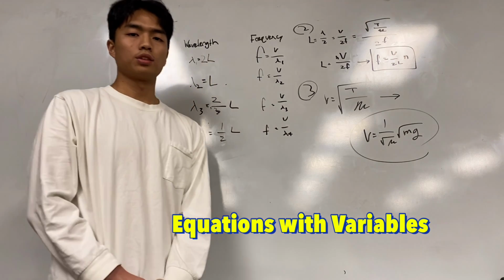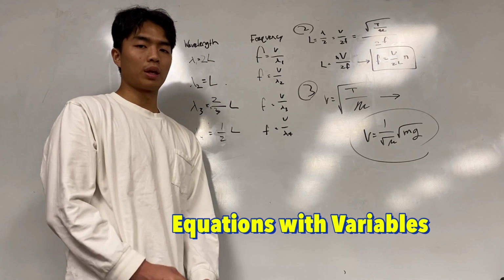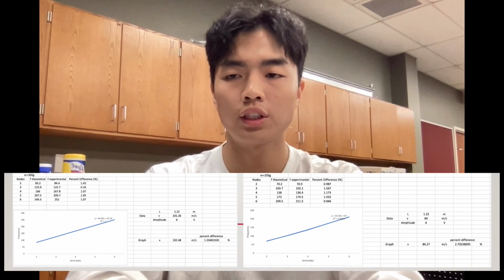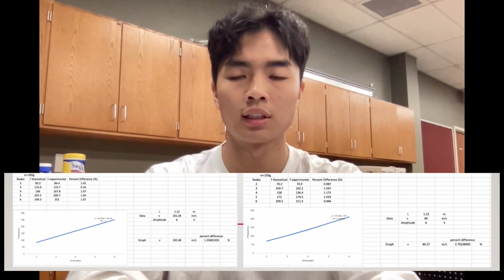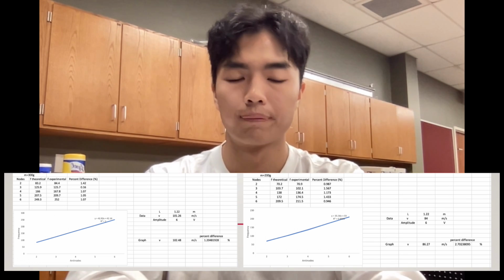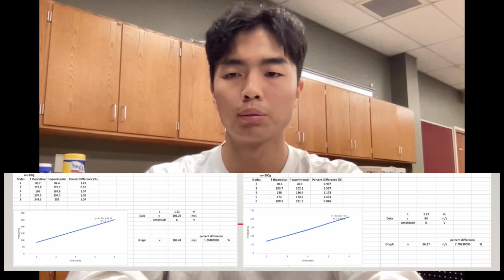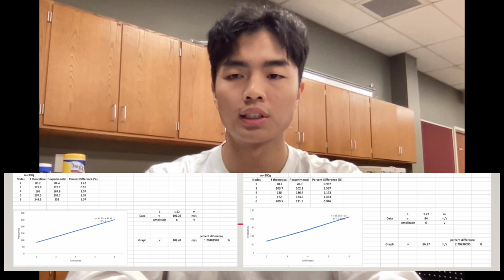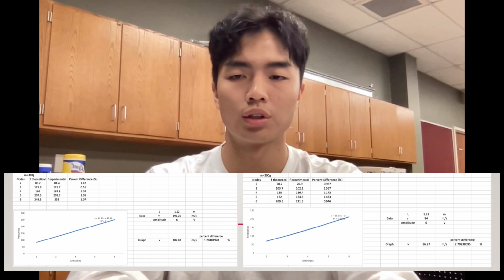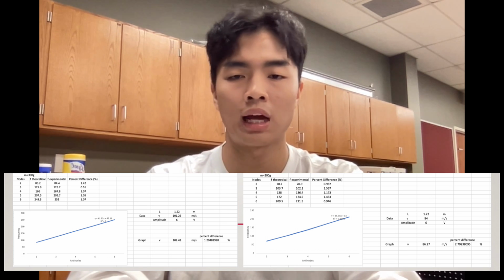Now, let's get into the calculations and conclusions for this experiment. For the calculations, we were able to get the theoretical frequency for the first part and the second part of the lab. Comparing this theoretical frequency to the experimental frequencies, we saw a small percent difference for both experiments, which was only about 1.2% difference on average.